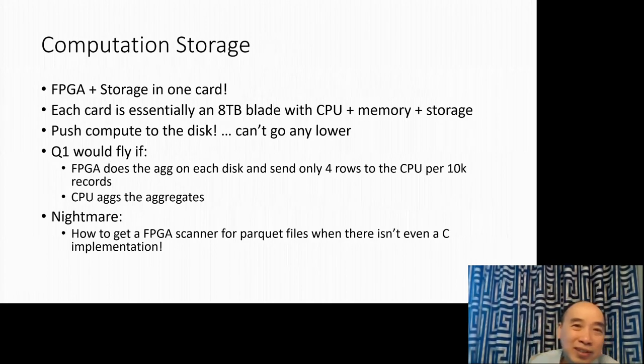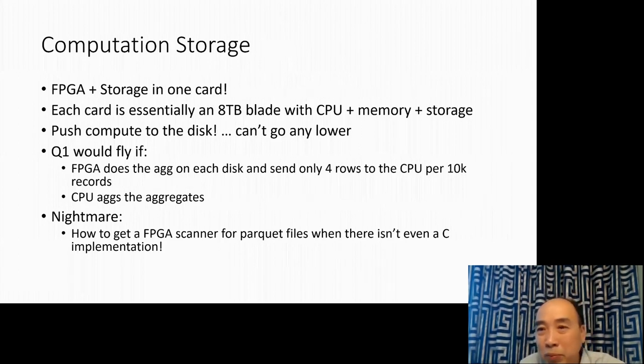What I see as really exciting on the horizon is this computational storage card from Samsung, right? It's FPGA plus storage in one card, and the storage could be 4 to 8 terabytes. You can plug in like 12 of them per machine. It's a lot of computation and a lot of storage. Each card has a CPU and memory, about 4 gigabytes on each card. So essentially, each of these cards is pretty powerful. It's like a MacBook with storage in your machine.